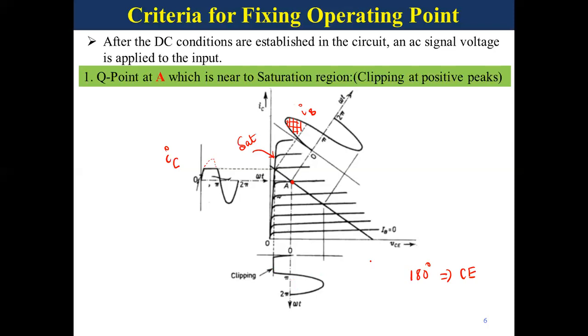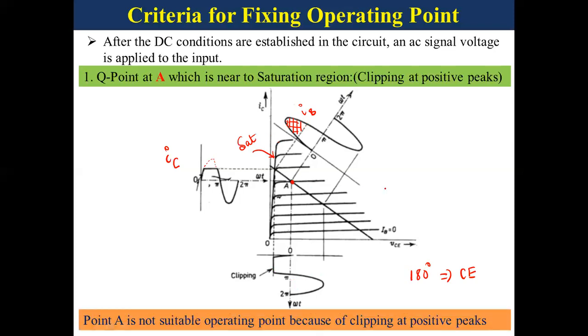An amplifier must amplify the input signal without any distortion. Here, for a small portion of the input signal, the transistor is operated in the saturation region, so we get positive clipping. So point A is not a suitable operating point because of clipping at positive peaks. It is not the best location for the operating point.